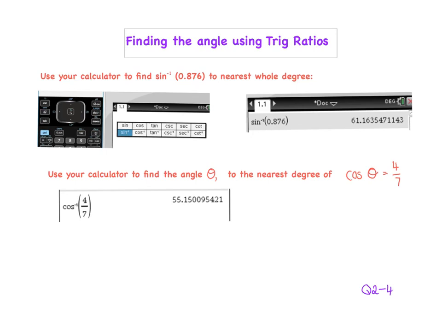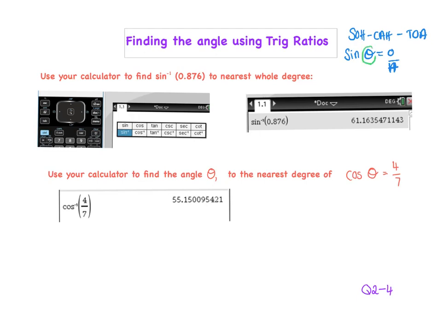Okay, so finding the angle of the trig ratios. As we've said before, we can remember the trig ratios all by SOHCAHTOA. If we just do the sine one, sine angle equals opposite over hypotenuse. What we're going to see is when we want to just find the angle by ourselves.